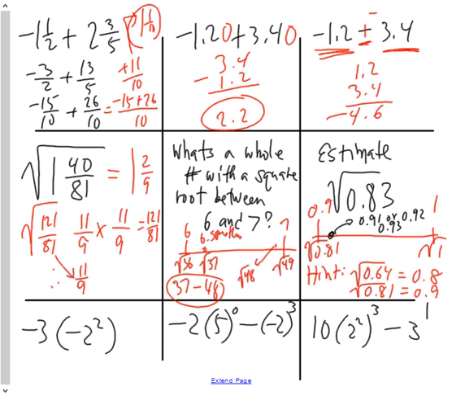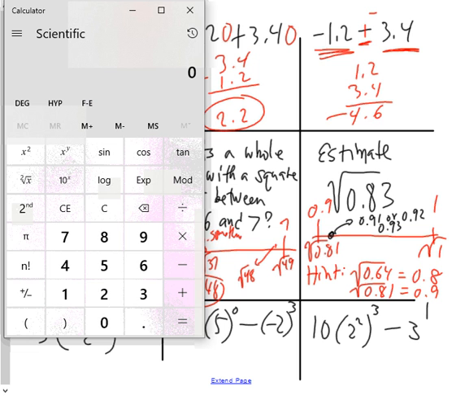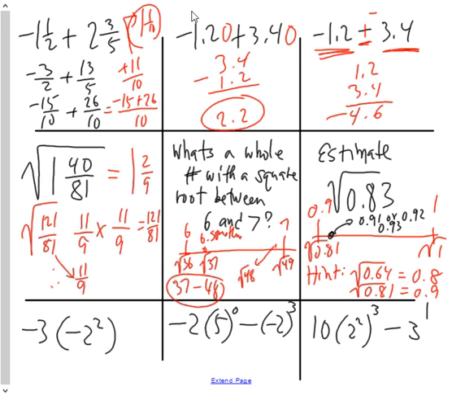Double check with a calculator. What is the square root of 0.83? You weren't supposed to use a calculator though, were you? Square root 0.83 is approximately 0.91. So we were right with our first guess, 0.91.